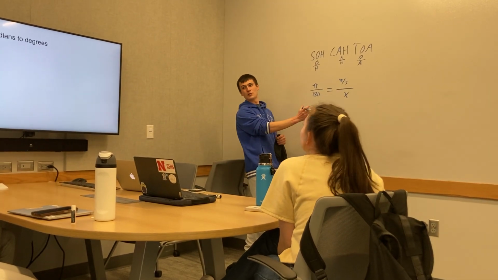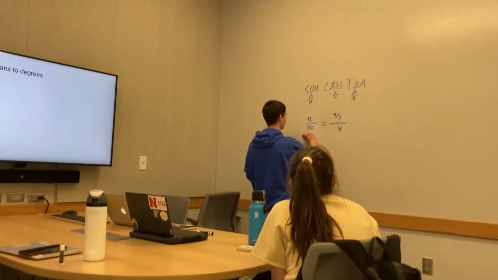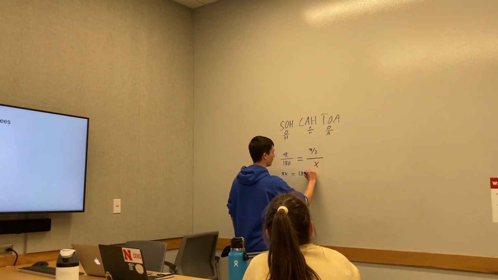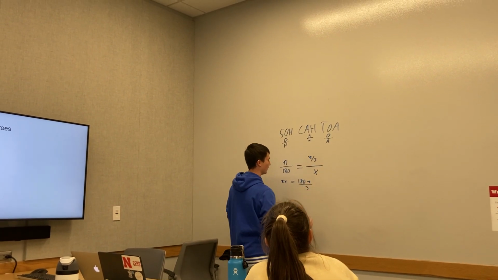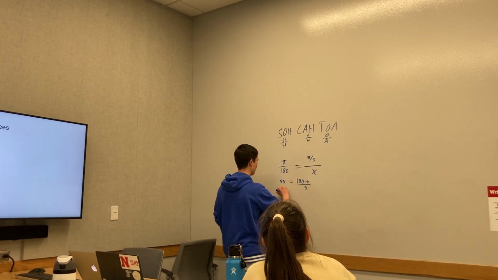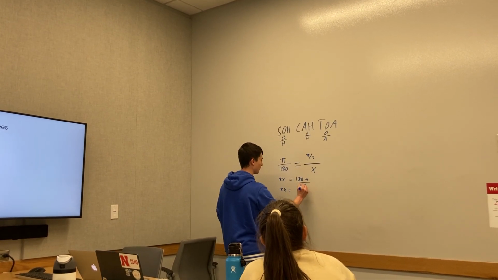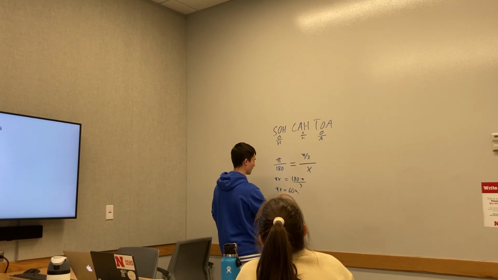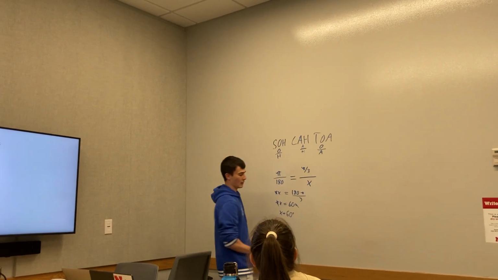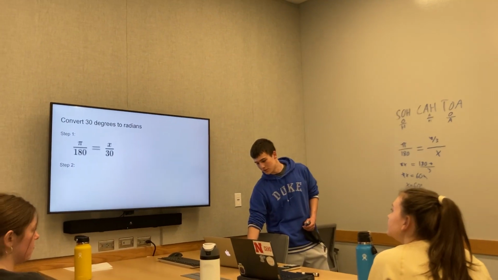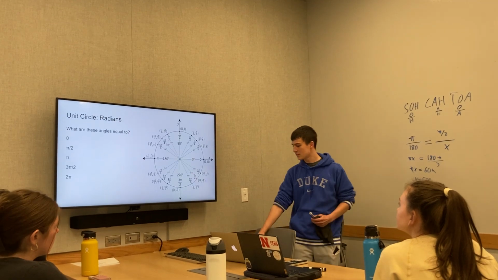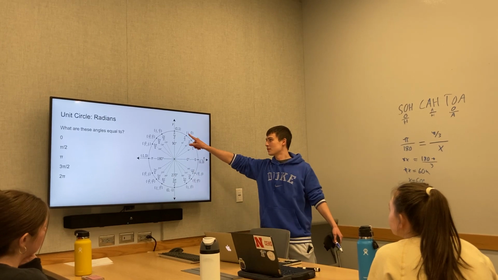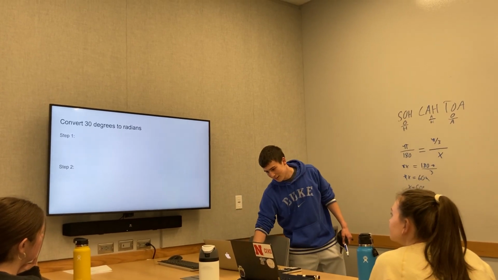Now, what do we do? Cross multiply. Pi x equals 180 pi over 3. And 180 divided by 3 is 60. So pi x equals 60 pi. Pi's cancel. We are left with x equals 60 degrees. And if we go back to the unit circle just to check ourselves, we can see that pi over 3, what we started with, is equal to 60 degrees. So we did it right.